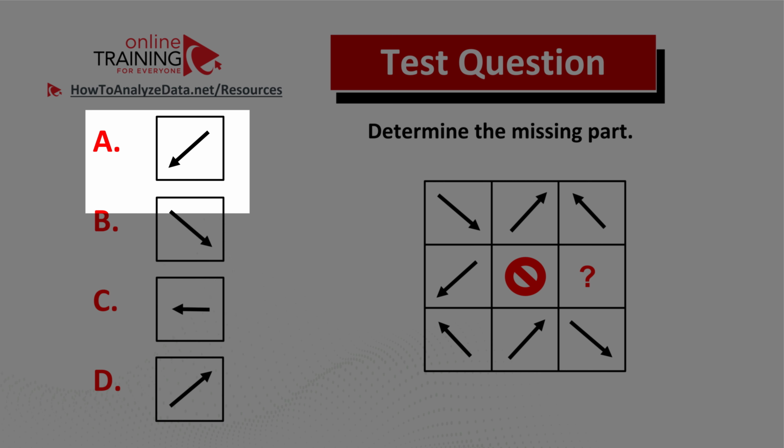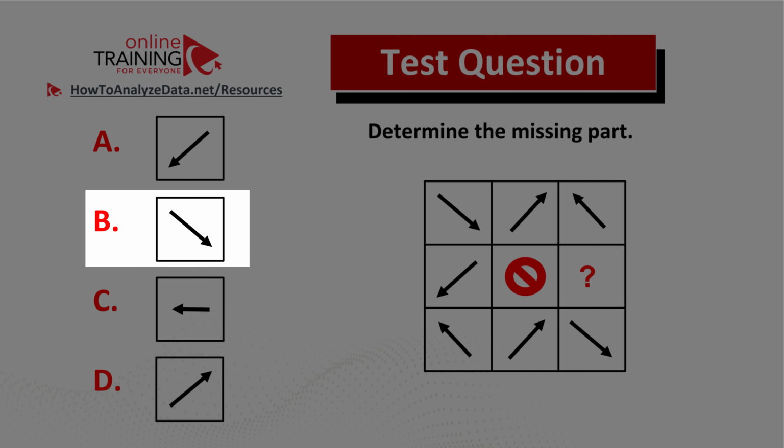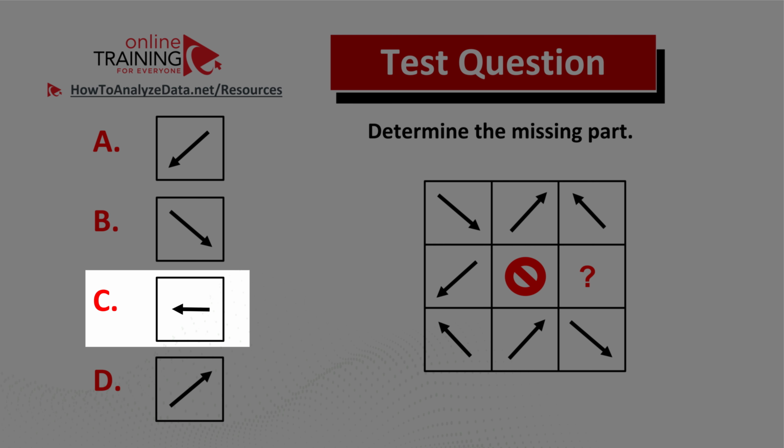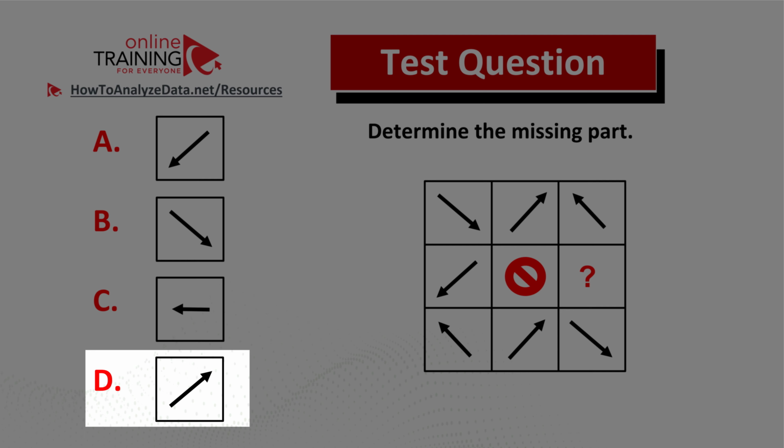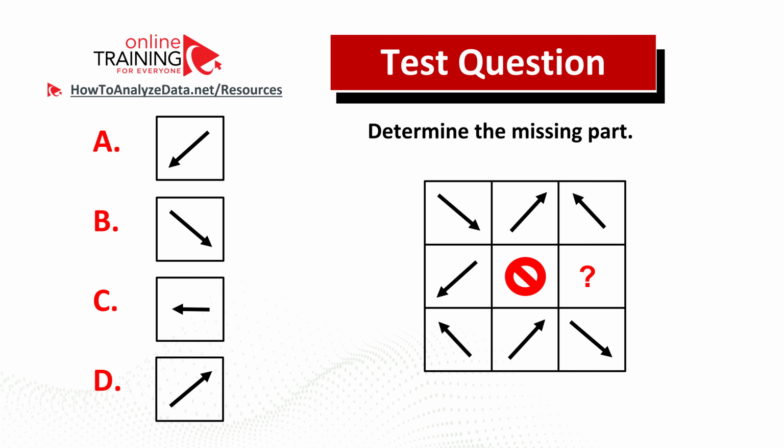choices. Choice A, arrow pointing in the bottom left corner. Choice B, arrow pointing in the bottom right corner. Choice C, arrow pointing left, and choice D, arrow pointing in the upper right corner. Do you think you know the answer? Now might be a good time to pause this video to see if you can come up with the solution on your own.